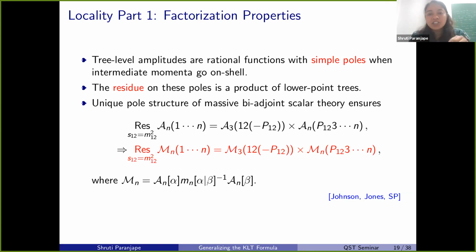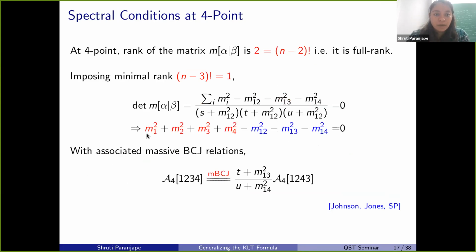The factorization, you can prove that it'll always work out if you have a massive bijoint cubic scalar theory. Whether or not you have bad poles is a more difficult condition to look at. So Shiraz already pointed out that this spectral condition can't be satisfied if all your masses are equal, because you have 4m square minus 3m square, which is not 0.